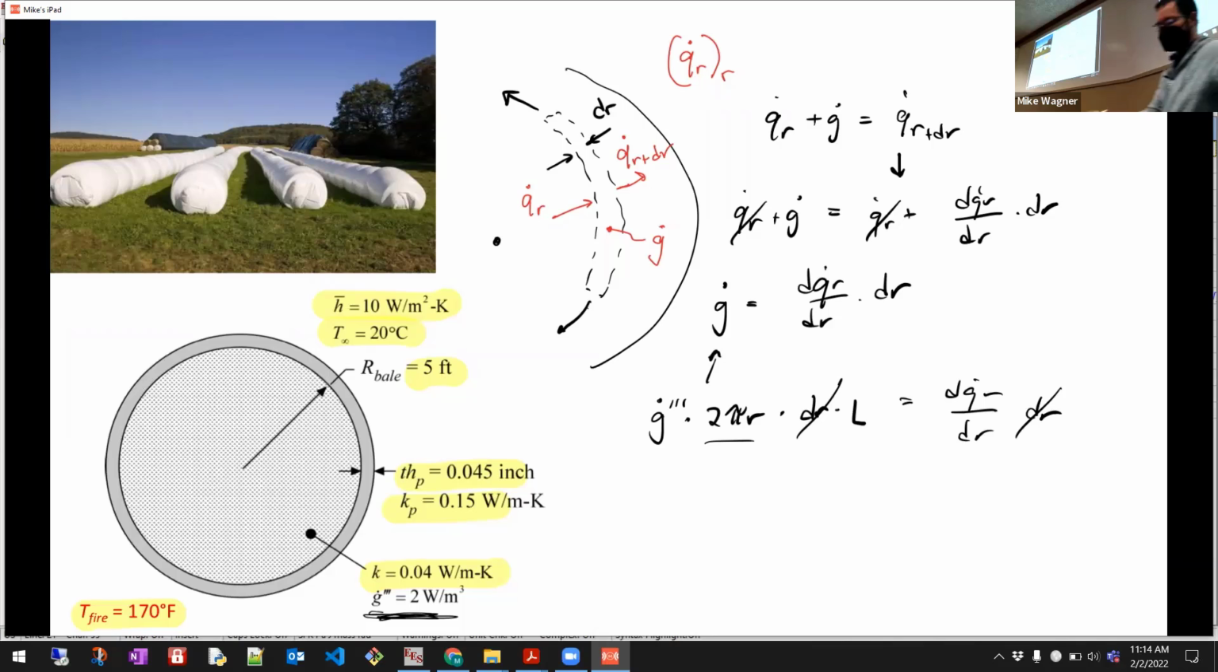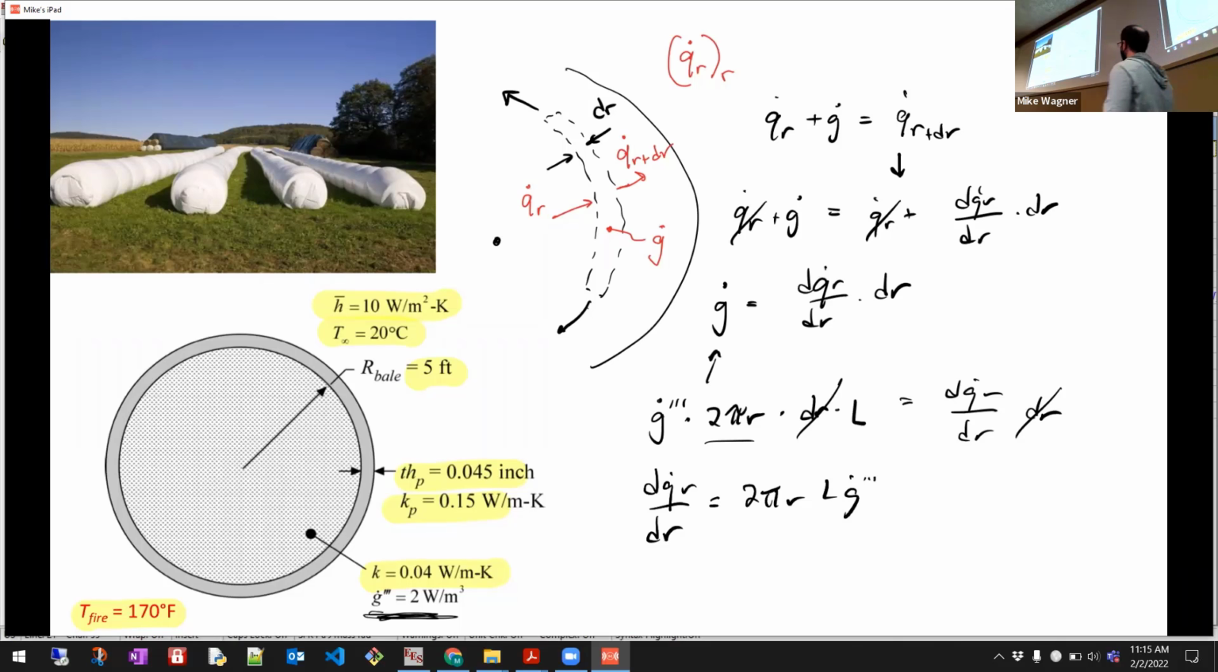And we're left with the expression. We'll just write it out. dQ dot r/dr is equal to 2 pi r L G dot triple prime. So there's our ODE in terms of heat transfer.